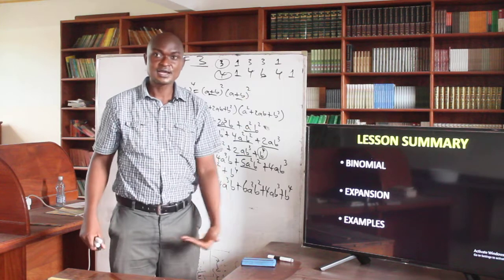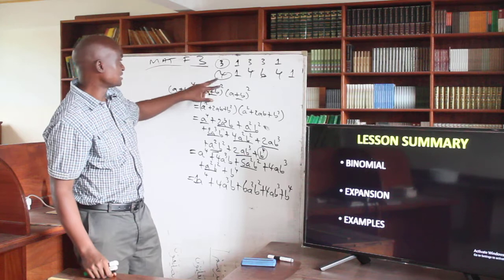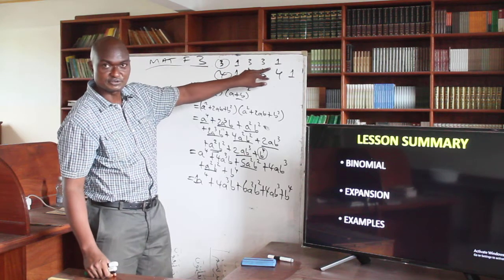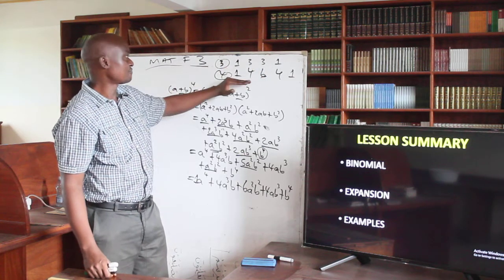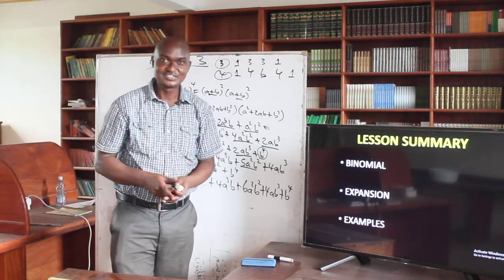In our coming lesson, we'll be looking at what we call Pascal's triangle, which enables us to get these coefficients, as you've seen here. We've seen for power 3, for power 4, and obviously power 0, 1, and 2. See you in the next lesson.